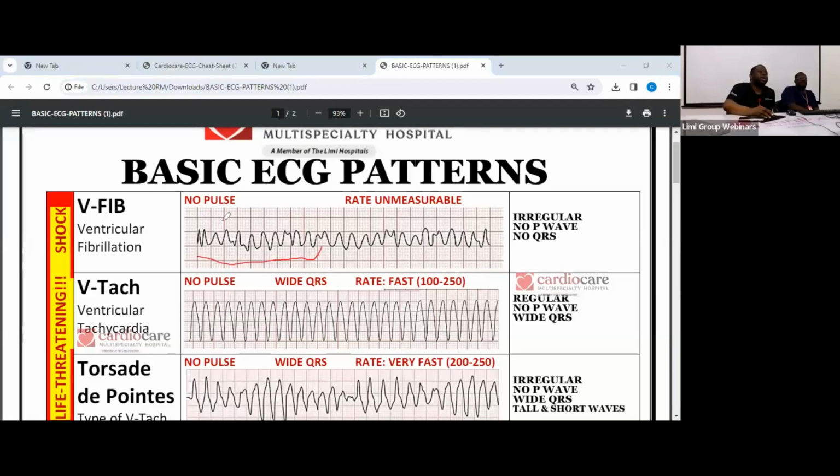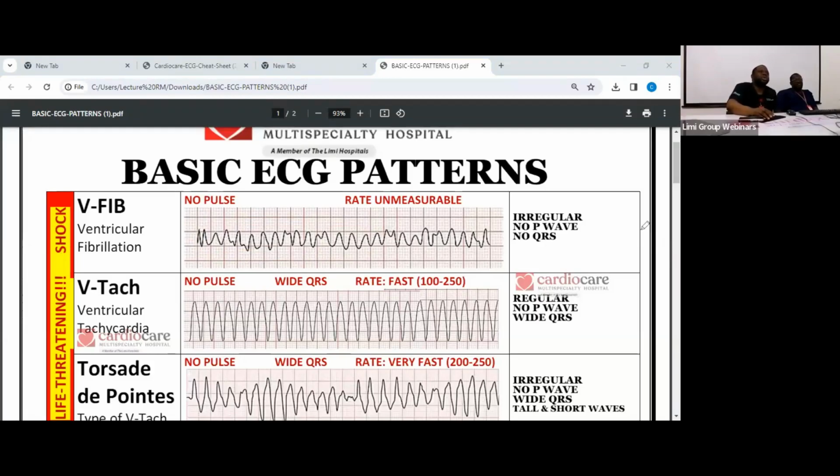The QRS is wide, but it's irregular. It is looking like jaga jaga. Okay? VFib, this is what they will say in Grey's Anatomy. VFib, VFib. Code blue and all of that. Here we shout help, help, help. Then you bring something and you shock. But if you don't do anything, this patient is going to die and see their maker very soon. So those are the things.